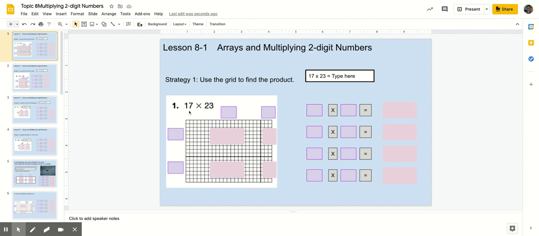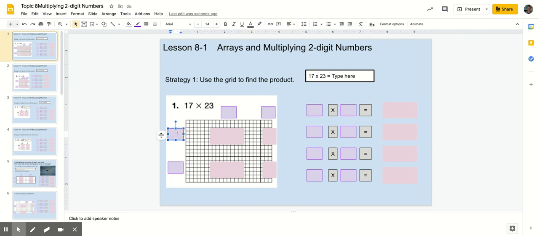So I'm going to take this first number of 17 and I'm going to break it up using expanded form on the side here. So the first number will be 10 because the value of the 1 is 10. And down here I will put 7. The value of the 7 here in the 1 spot is 7.